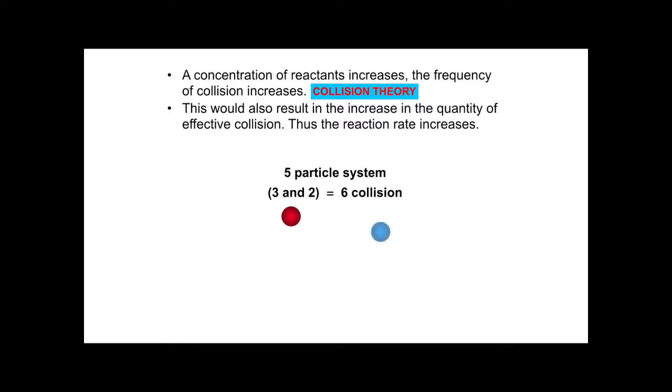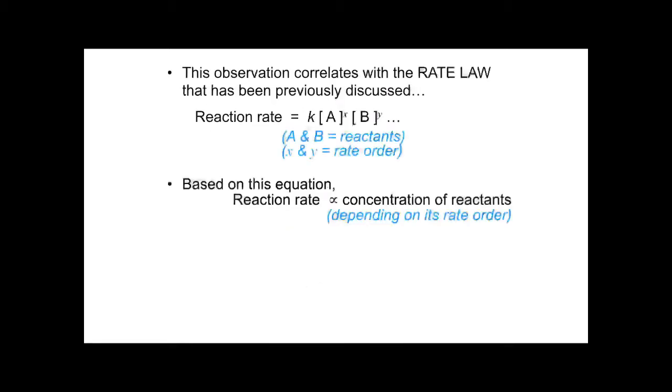Look at the 5-particle system, where there is 3 moles of reactant A and 2 moles of reactant B. When these reactants collide, it will produce 6 collisions, which means the greater the number of particles, the greater the number of collisions, and consequently, the greater the number of effective collisions. This observation correlates with the rate law that has been previously discussed.